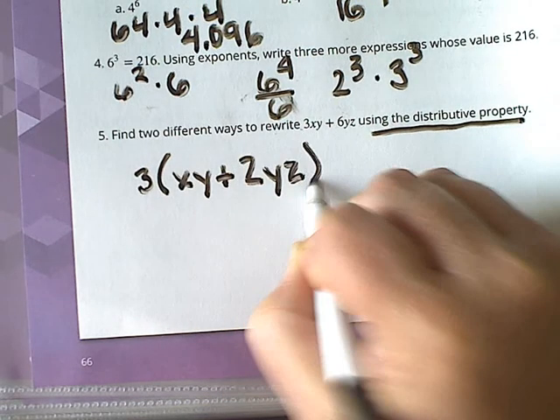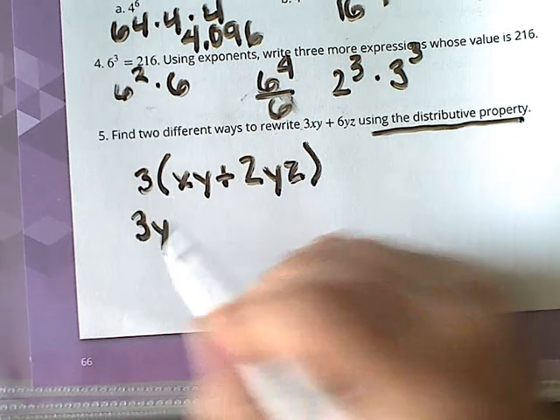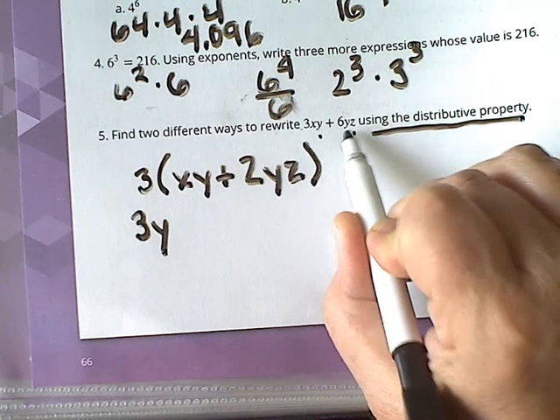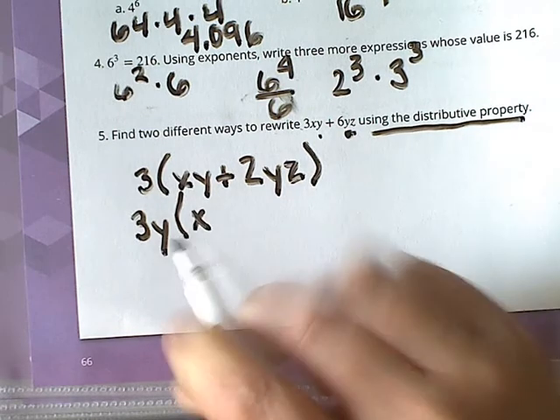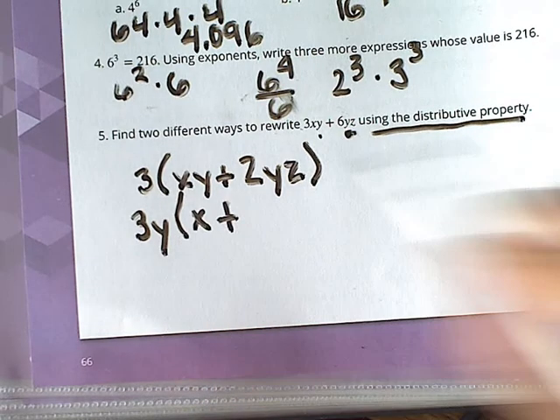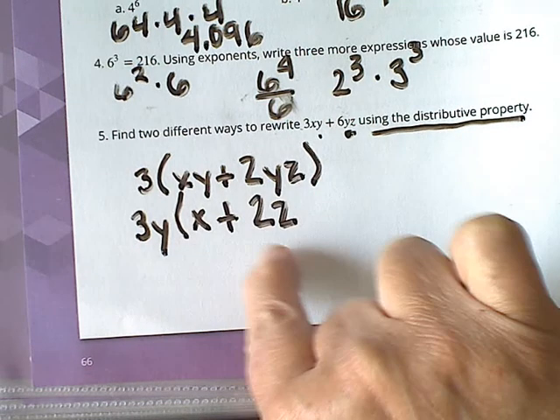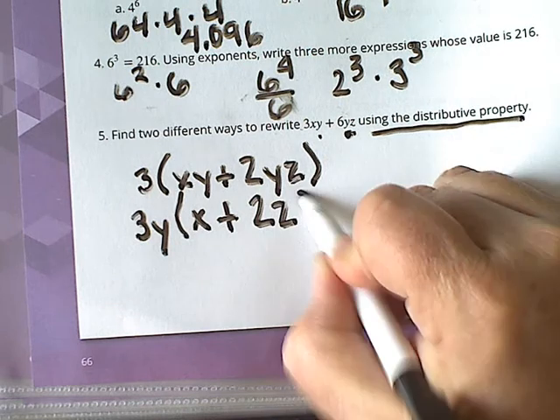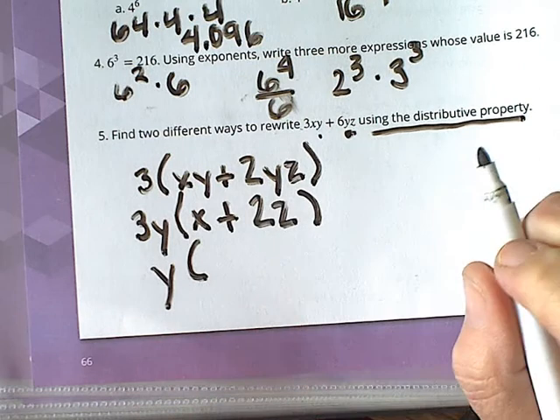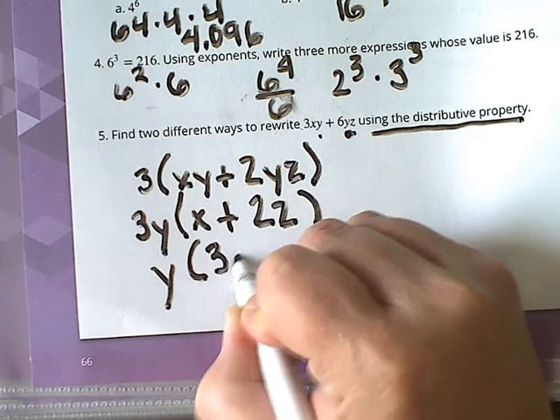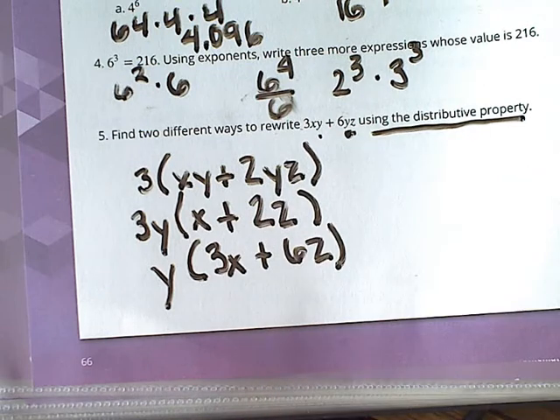Or I could take 3y out, because that's in both, and 3 goes into both 3 and 6, and I can multiply that by x to get 3xy plus 2z. So multiplying that, you'd get 6yz. And another way, you could pull the y out only, and then you would be multiplying that by 3x plus 6z. And there might be other ways that you came up with too, and those are acceptable as long as they're equivalent.